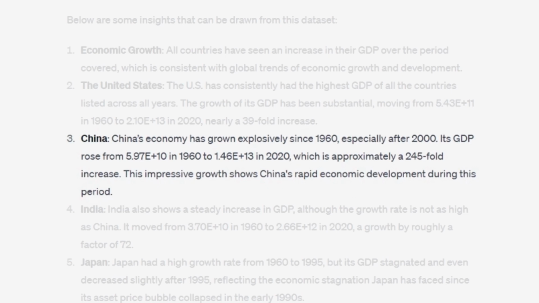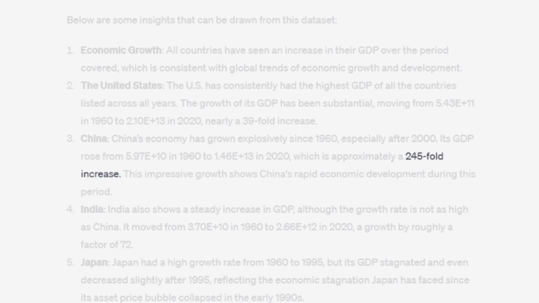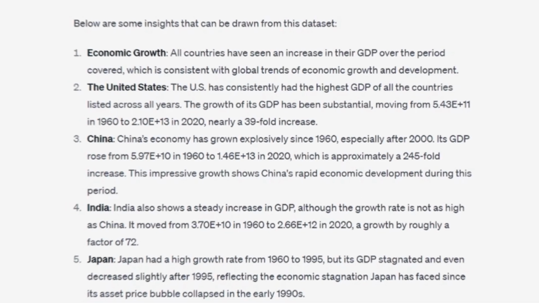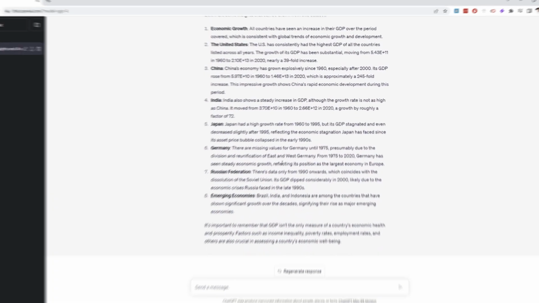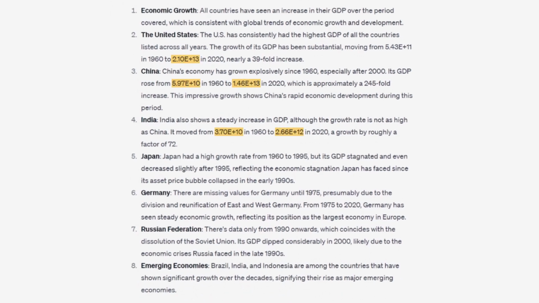What's really cool is that ChatGPT puts this in a way that could be understood colloquially. It says that, well, at least in nominal terms, that is not accounting for inflation, China's economy has grown 245-fold since 1960. I think that's a fantastic way to put it and to drive home that point. Now, the output here is still in scientific notation, so I'm going to give it a few prompts here on how I'd like to see it improved.